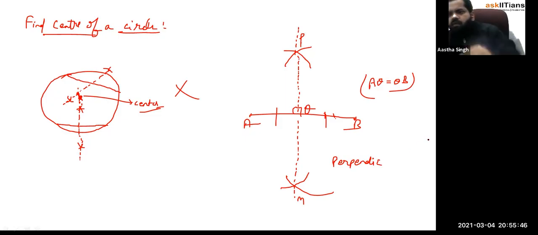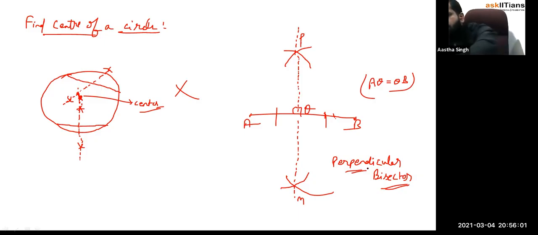Guys, if this concept is not clear to you, do not worry. We'll study it later on in detail. So this is how we find the center.